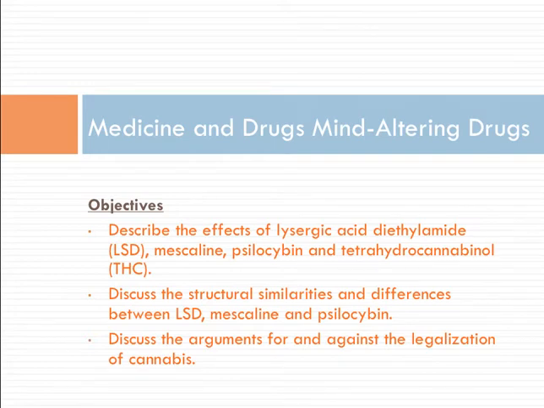Okay, for this screencast, we're going to take a look at mind-altering drugs. We're going to describe the effects of lysergic acid diethylamide, which is commonly known as LSD, mescaline, psilocybin, and tetrahydrocannabinol, which is known as THC, the active ingredient in marijuana. We're going to, as usual in this unit, look at the structural similarities and differences between these three. And then finally look at some arguments for and against the legalization of cannabis.